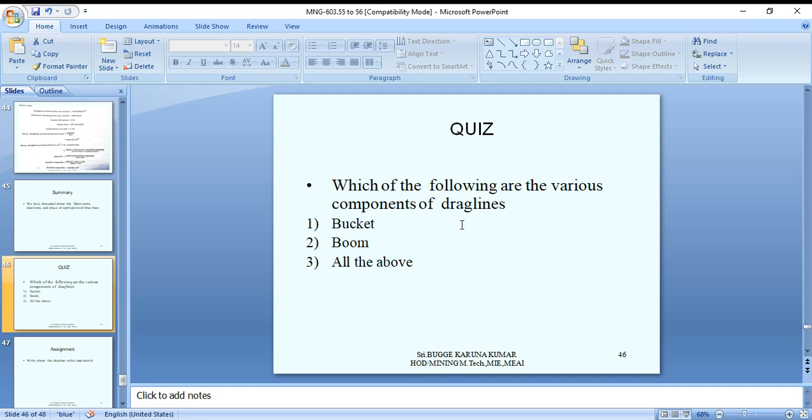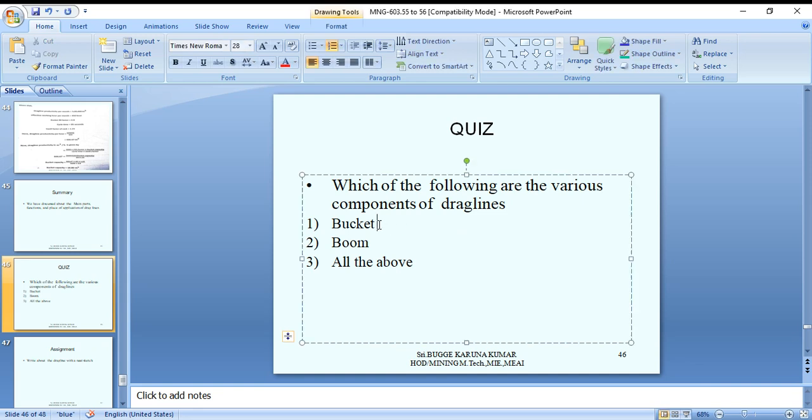Which of the following are the various components of a dragline? Bucket and boom. The basic components of draglines are bucket and boom, because you always measure with the bucket and boom, such as 15/90, meaning bucket capacity versus boom length. These two factors are given every time whenever you visit a mine site. Generally size is not measured only with the bucket, but in the case of a dragline it is bucket versus boom. So we have to mention these two there.